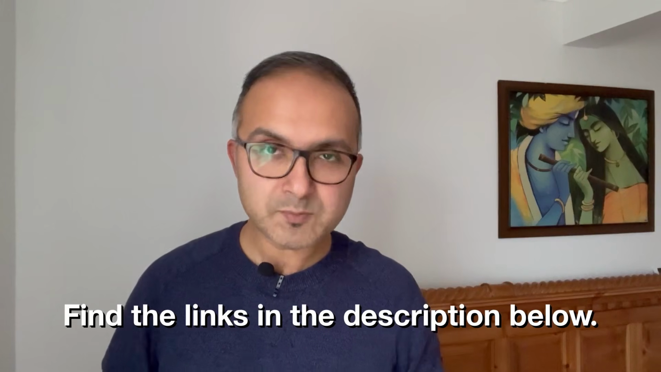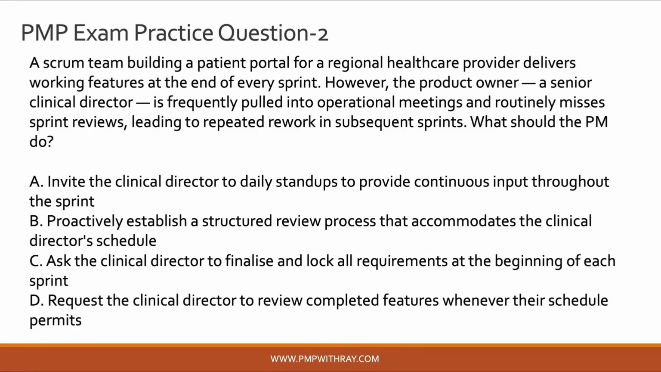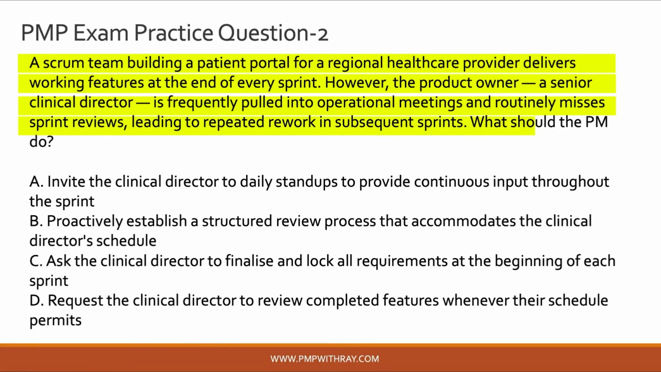And now let's move on to question number 2. Please pause the video and try to answer the question first before we solve this together. So here is the picture. A Scrum team is delivering a patient portal sprint by sprint, but the clinical director, who is essentially the product owner, keeps missing the sprint reviews. And because of that, rework keeps piling up. The question is, what should the PM do?